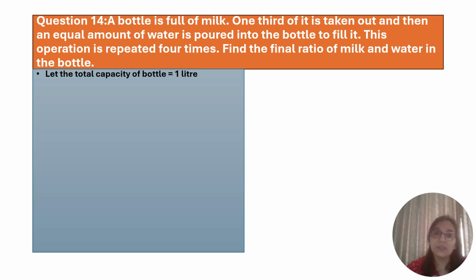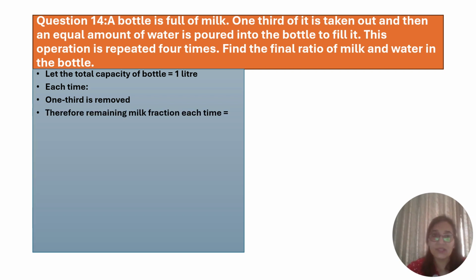Now let the total capacity of the bottle be 1 liter. Here a bottle is full of milk, so we are considering the capacity as 1 liter. Each time, 1/3 is taken out, 1/3 is removed. So the remaining milk fraction each time will be, total is 1, children, so 1 minus 1 upon 3 will give you 2 upon 3.